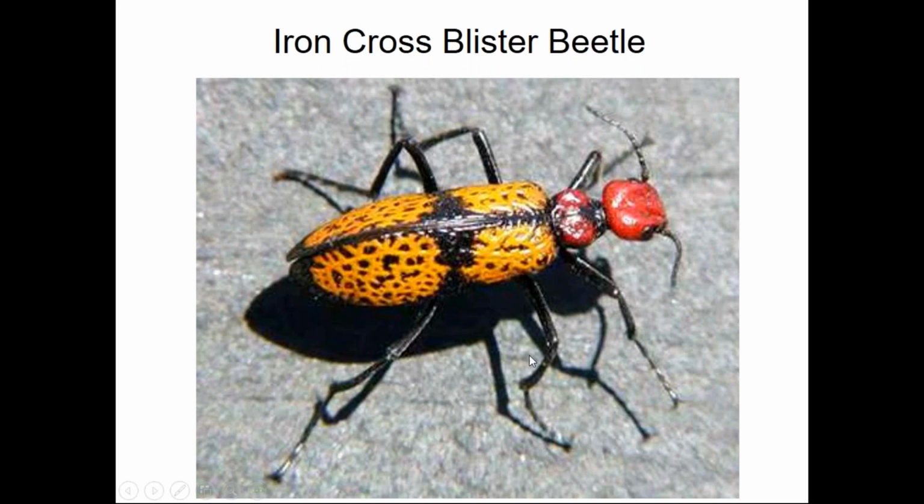This is another beetle in that same group, the blister beetles. And when you see these bright, bright colors like this iron cross blister beetle, that's nature's warning that you probably should leave this beetle alone. Otherwise, you are going to get a mouthful of something poisonous. In this case, that cantharidin I was telling you about. So that's what we call aposematic coloration. When you see bright, bright colors in an animal, that's warning you to back off.